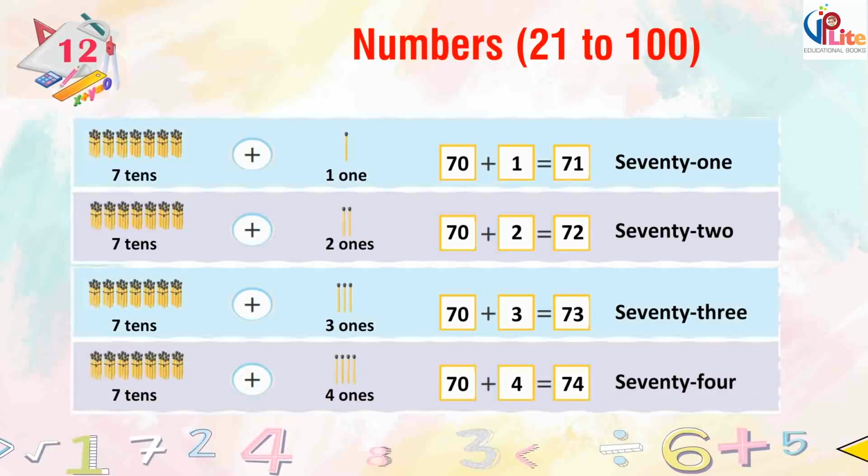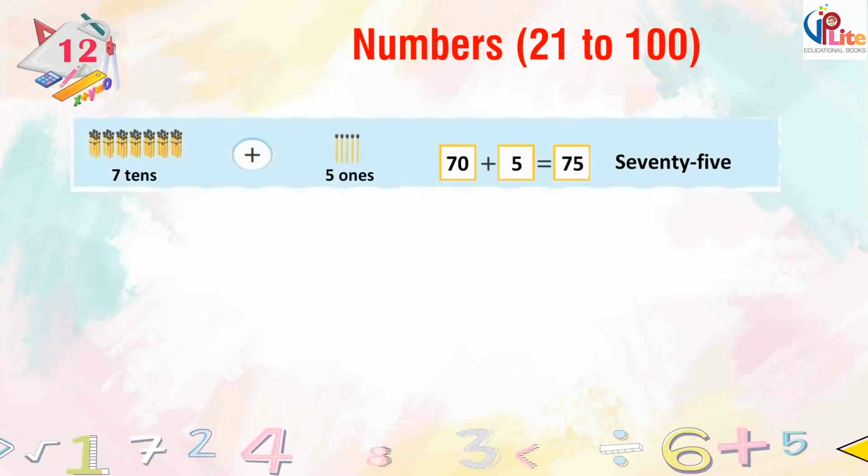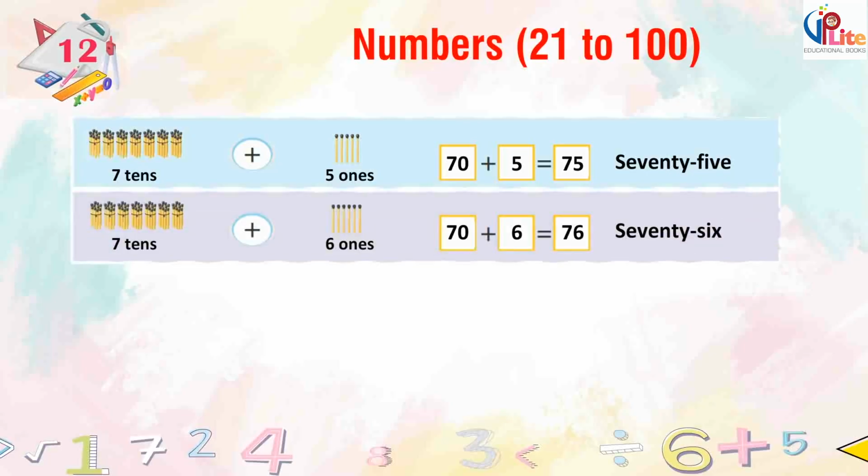7 tens plus 4, 70 plus 4 is equal to 74. 7 tens plus 5, 70 plus 5 is equal to 75. 7 tens plus 6, 70 plus 6 is equal to 76.